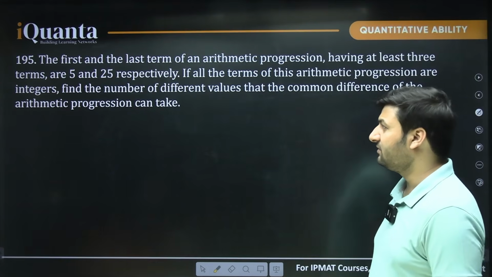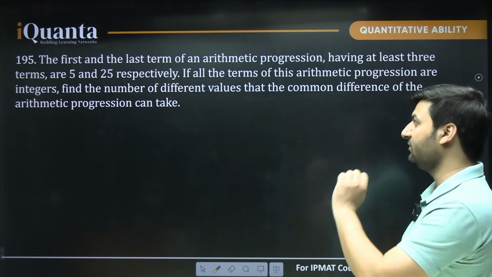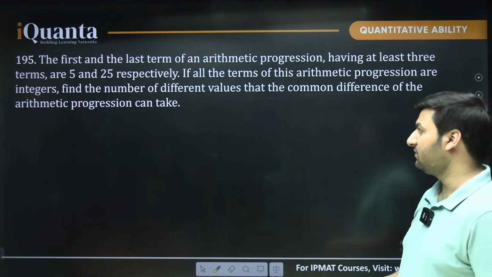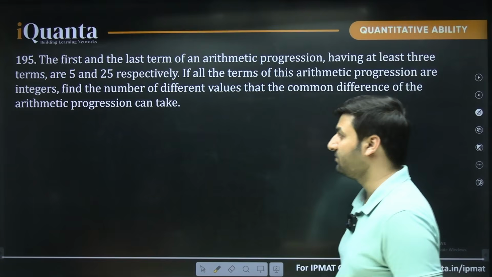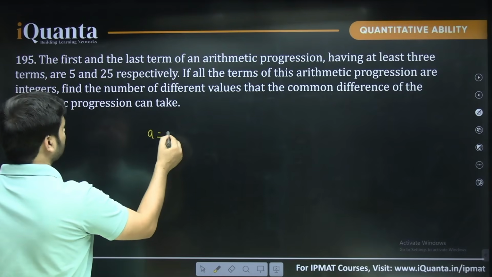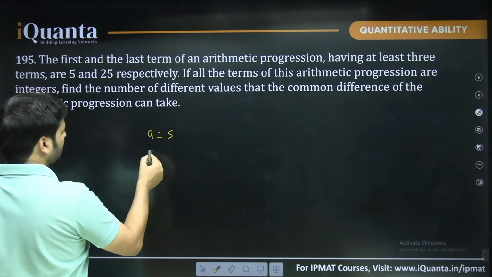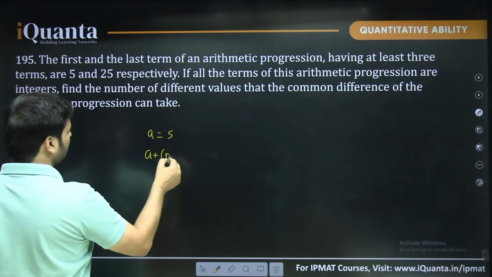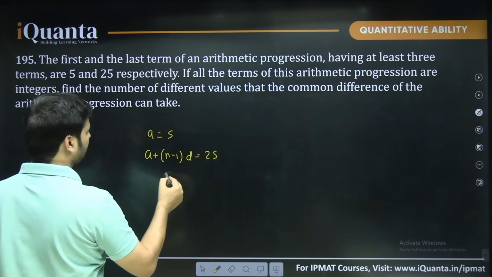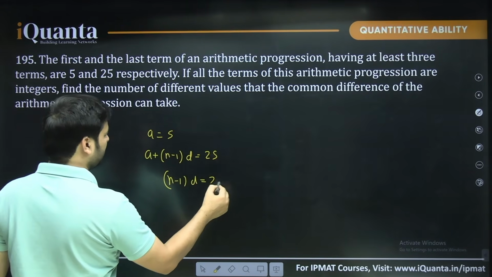This question: the first and the last term of an arithmetic progression having at least 3 terms are 5 and 25 respectively. If all the terms of this arithmetic progression are integers, find the number of different values that the common difference of the arithmetic progression can take. So first term is 5, last term is 25. So a plus n minus 1 times d is equal to 25. Can I say that n minus 1 into d will be, if a is 5, 25 minus 5, which is 20.